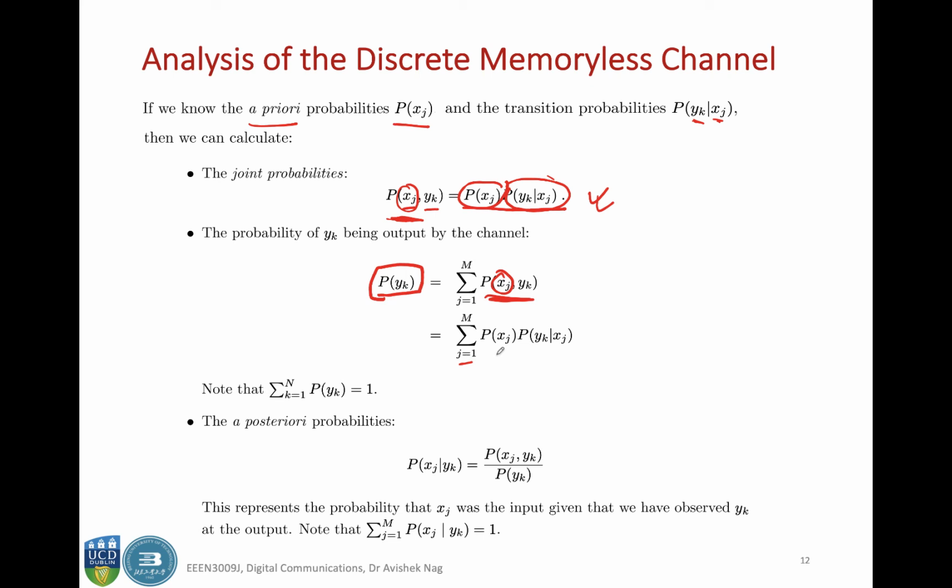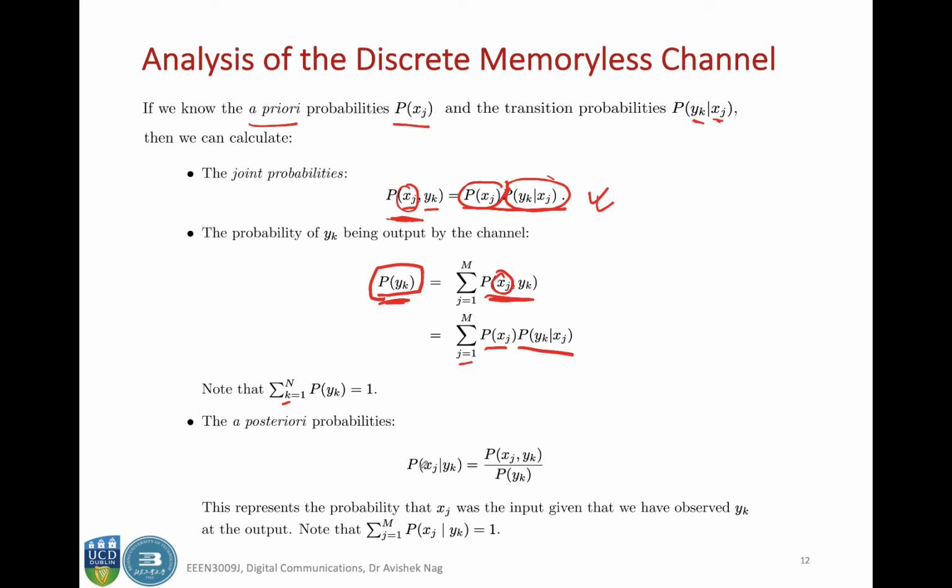So this is how you obtain the probability of each and every output from the input a priori probabilities and the transition probabilities. You also note that if you sum these output probabilities over all values of k, then you will get 1.